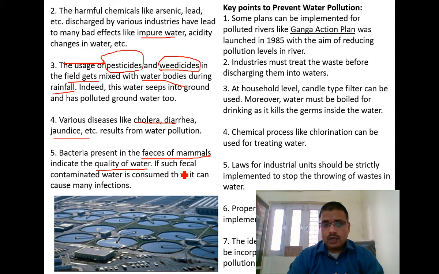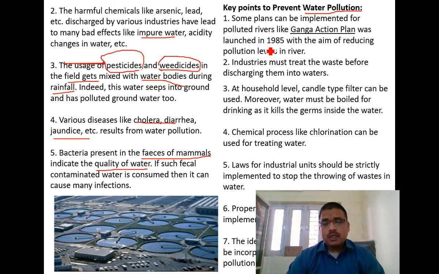Now here are the key points to prevent water pollution. If we don't want to pollute our water, then these points should be remembered. Number one, some plans can be implemented for polluted rivers, like the Ganga Action Plan, which was launched in 1985 with the aim of reducing pollution levels in the water. It is a plan for the cleaning of the Ganga.